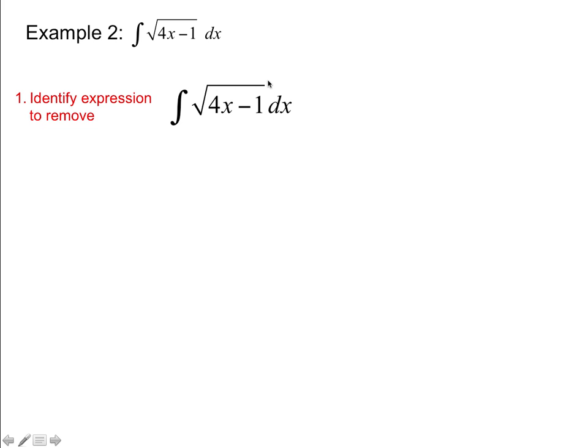And again, when I ask you to identify the expression to remove, we're looking at this integrand right here, and we're finding a grouping symbol, and we did. It's the radical. It's a square root sign. And we're looking at then the inside of that grouping symbol. That's our inside function. So there's the expression we want to remove.